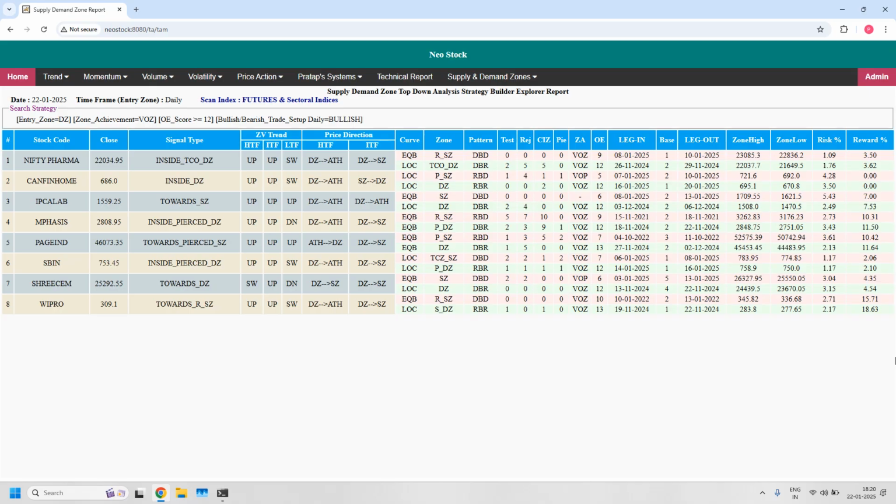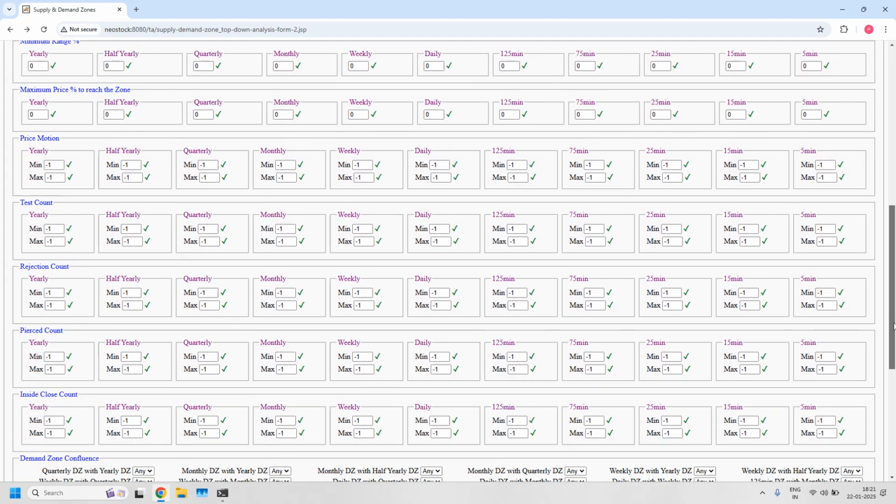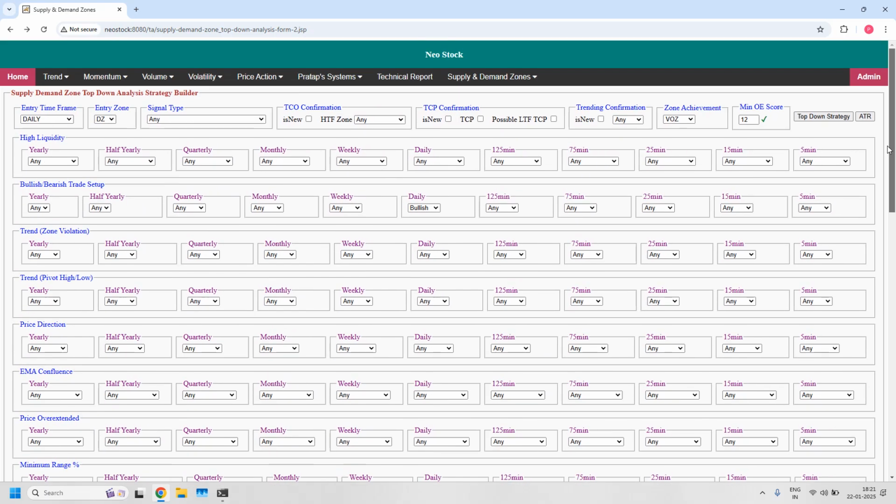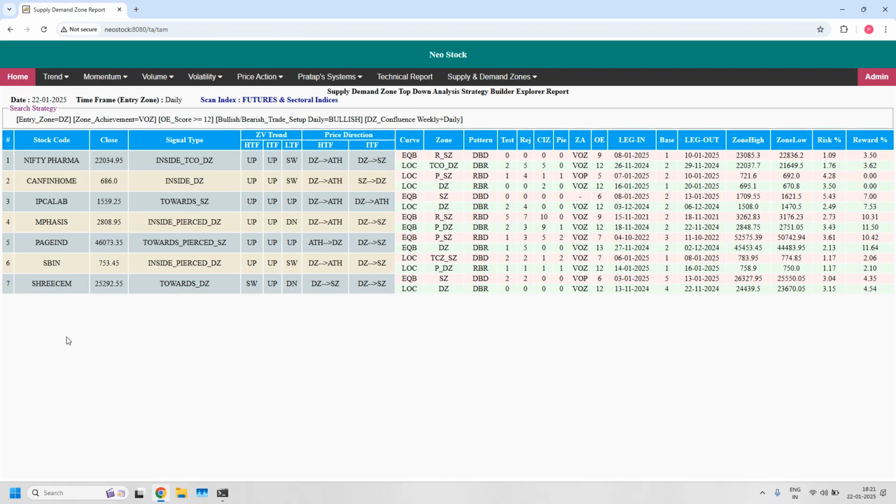Okay, out of these 8, some are high liquidity zones. That way they have some high probability. And we can add more high probability to these zones. Let us check whether they are having high probability based on zone confluence. First filter is LTF and ITF demand zone confluence. That is a daily demand zone confluence with weekly demand zone confluence filter is enabled. With this filter, we got 7 stocks.